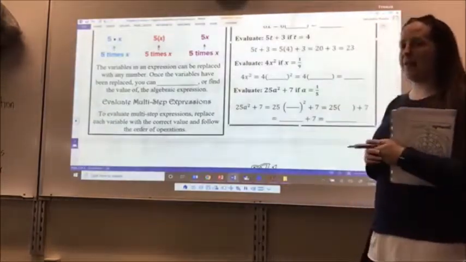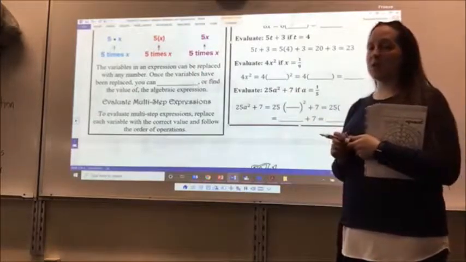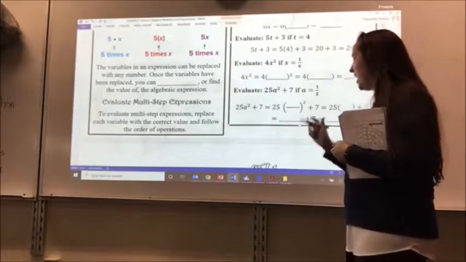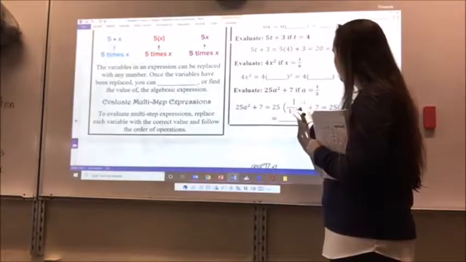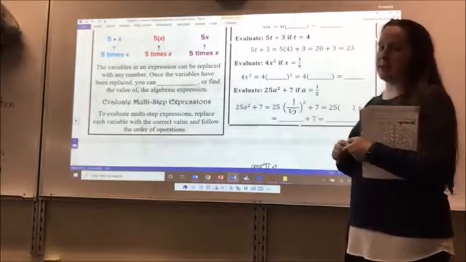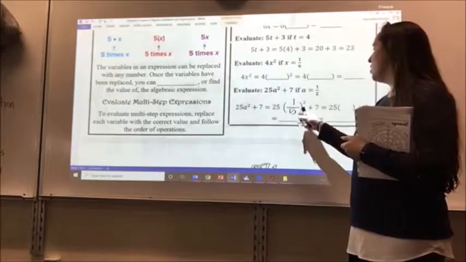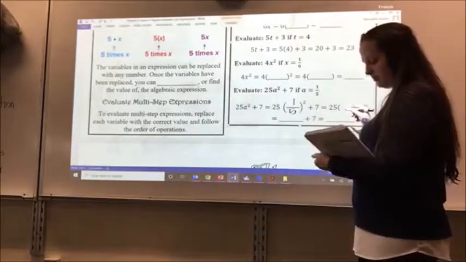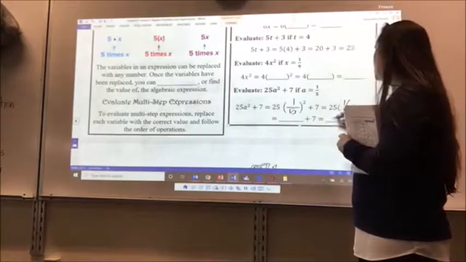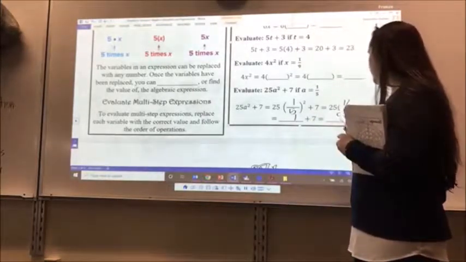All right, the last one I have on this page is evaluate 25a squared plus 7 if a equals 1/5. So again, I want to substitute in 1/5 for a. Okay, 25 times 1/5 squared plus 7 is my new expression. So I have to simplify using order of operations. 1/5 squared gives me 1/25. 25 times 1/25 gives me 1. Plus 7 gives me 8.